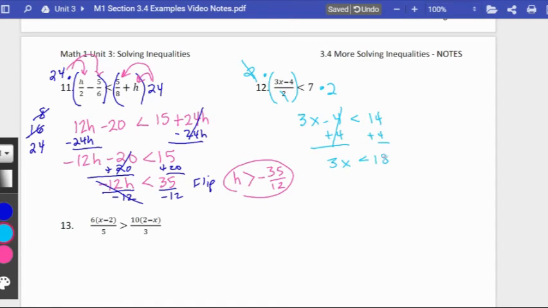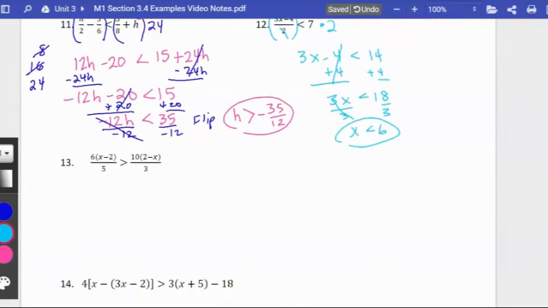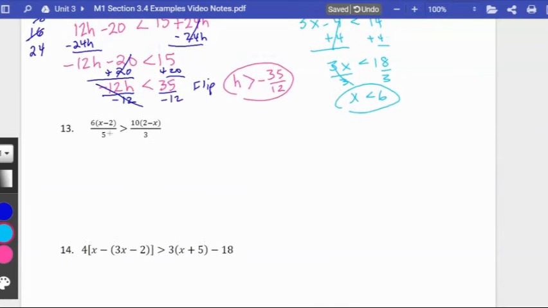3x is less than 18. Divide by 3 on both sides. X is less than 6. Okay? All right, the next one, a little bit more complicated.